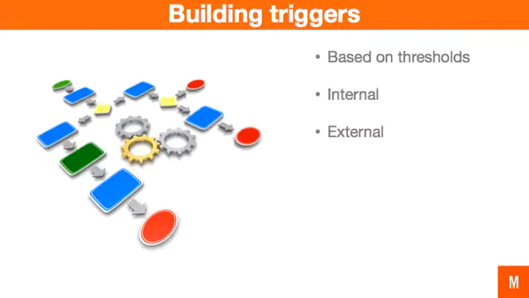Once you have a lead score for a lead, you can then start building triggers. What you'll do is set a threshold, so you need to identify what that threshold is. When a score gets to a particular level, say 100, then you can trigger a whole bunch of internal or external communication.